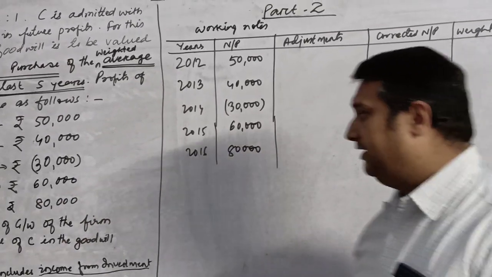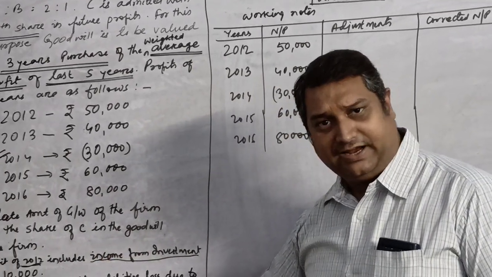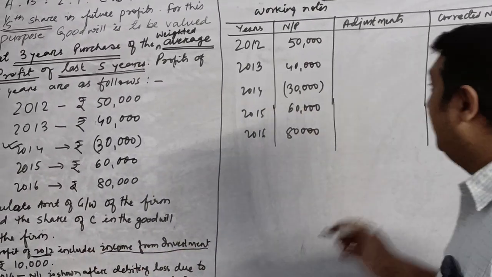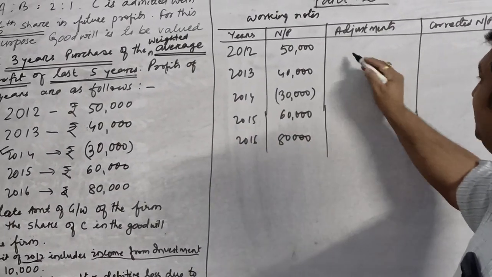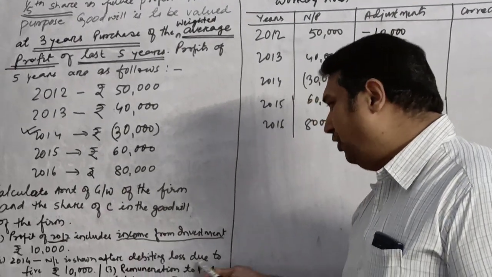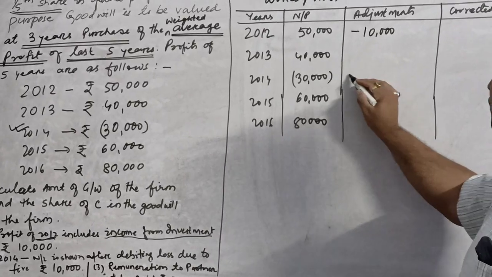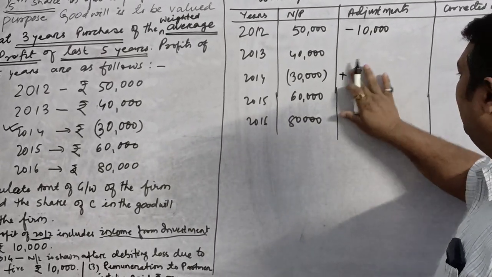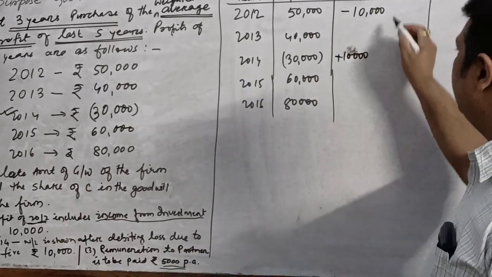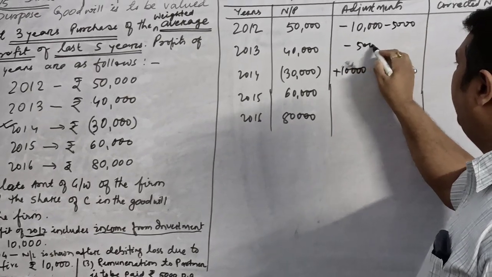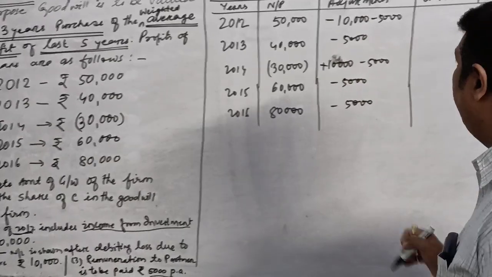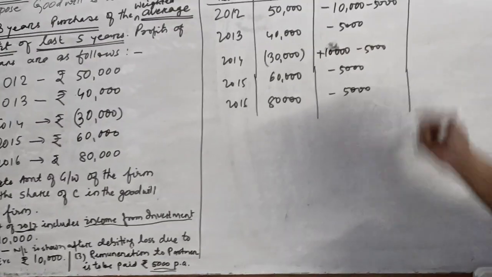Now adjustments, I am keeping the same adjustments again. There is an income from investment of rupees 10,000 in the year 2012 which has been already added, so I am supposed to deduct it over here, minus 10,000. And there is a loss due to fire for the year 2014, so I will add back rupees 10,000 in the year 2014, and then I am supposed to pay remuneration to my partners 5,000, so from each year's profit, I will deduct 5,000. Since there were only 3 adjustments, I have made the adjustments.